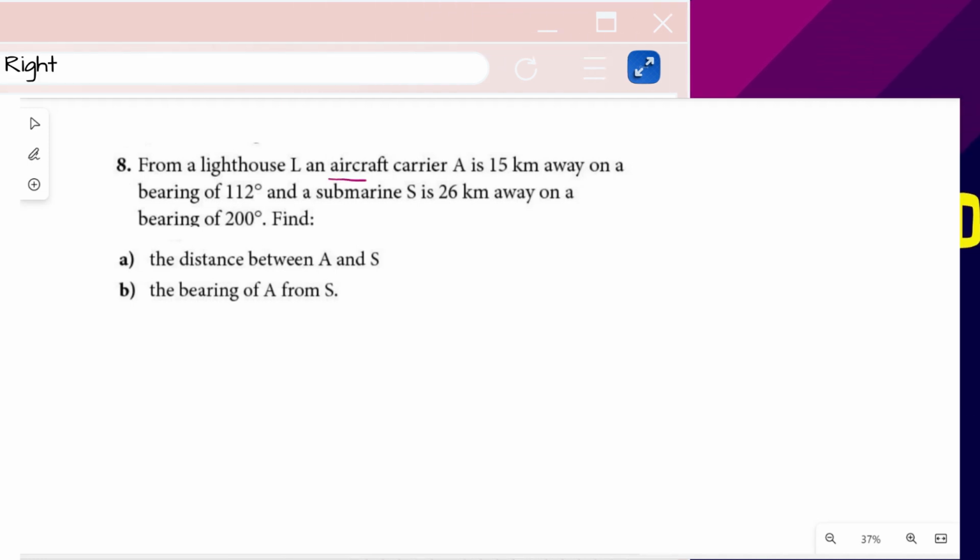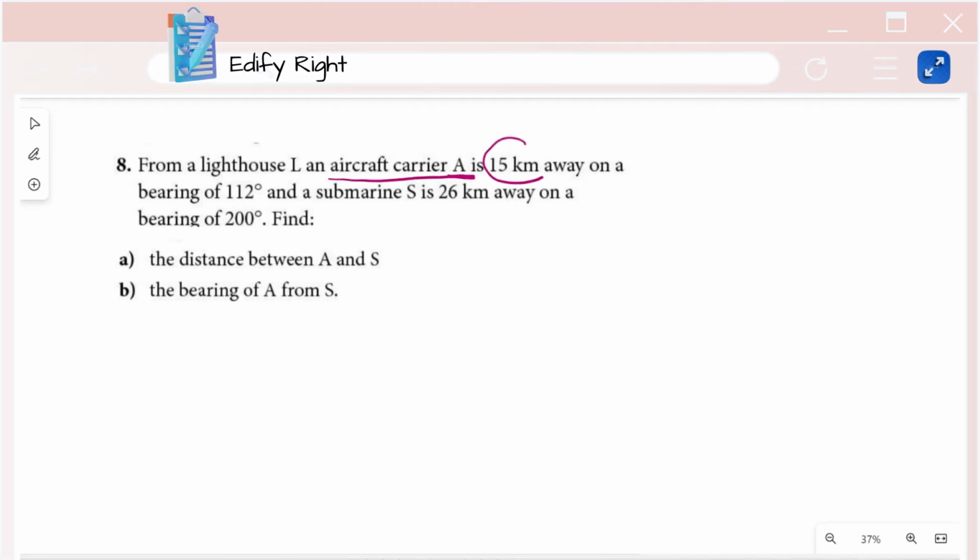From a lighthouse L, an aircraft carrier A is 15 kilometers away on a bearing of 112 degrees, and a submarine S is 26 kilometers away on a bearing of 200 degrees. So this is the diagram. Here you need to draw the diagram by yourself from the given information.